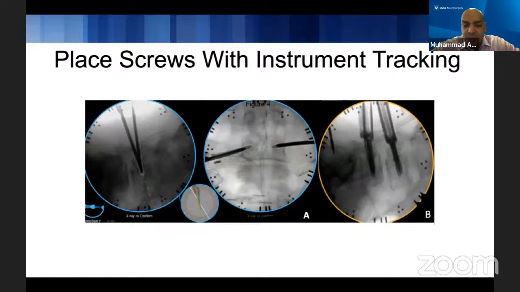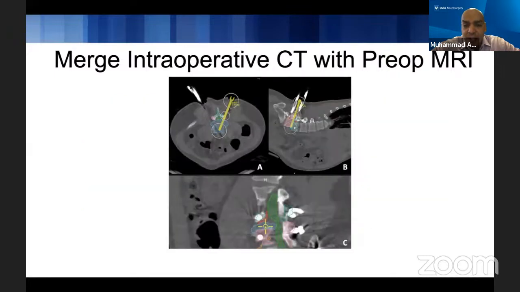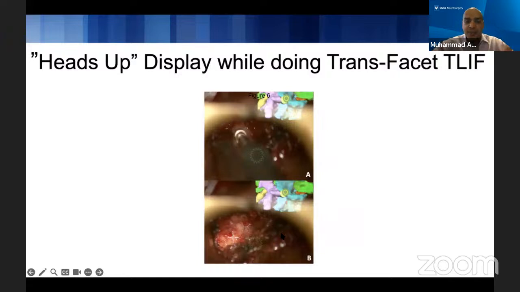We merge the CT scan to the MRI, and then we bring in the microscope, and we're drilling right here, keeping the facet joint in the middle. We're avoiding the exiting nerve root. We're avoiding the traversing nerve root. And as I'm operating, we have this heads-up display. So this is using augmented reality to make sure that we're safe throughout the procedure.